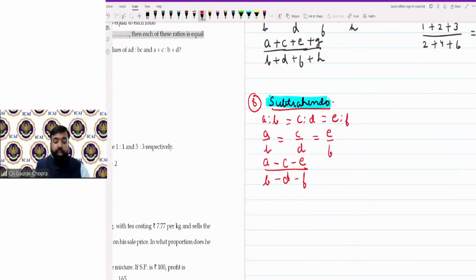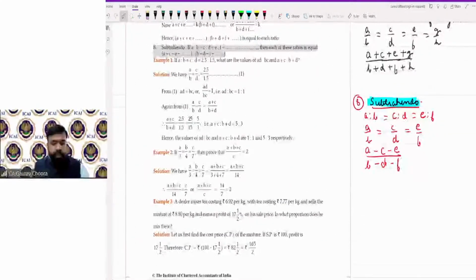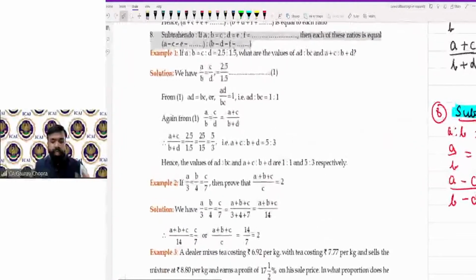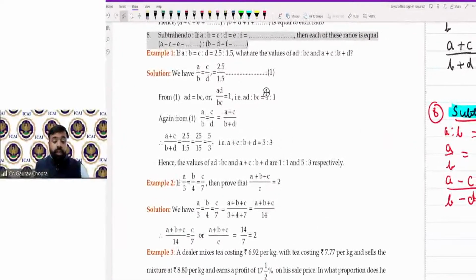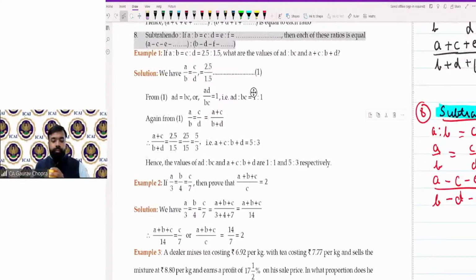Okay. So this is subtrahendo. Now, how will we be applying this in our properties? Let us understand with the help of examples. So now we are moving towards example number 1.